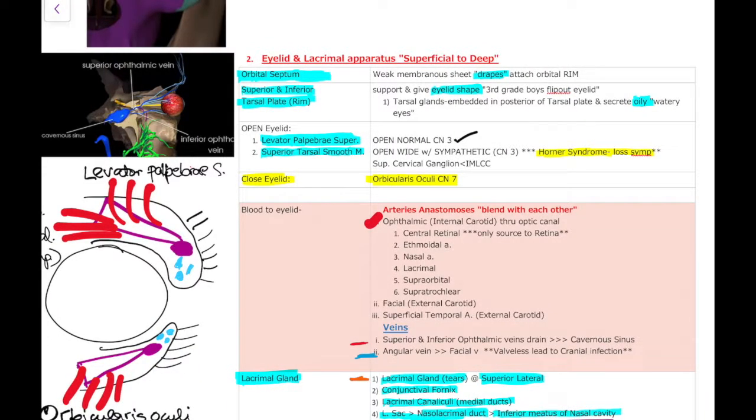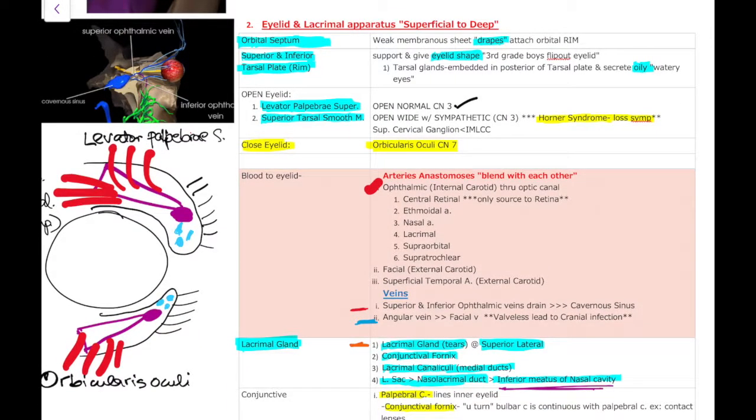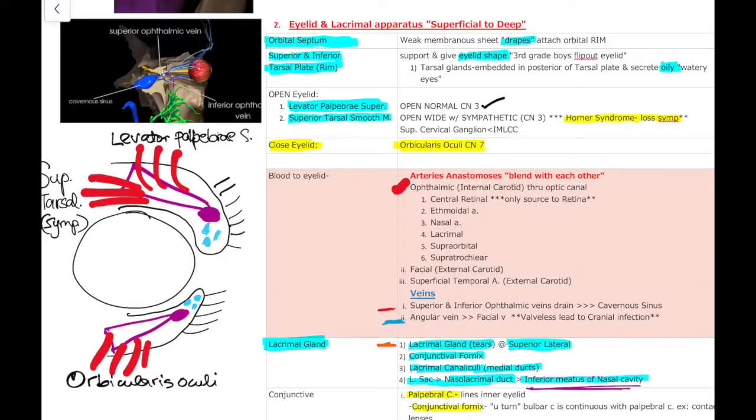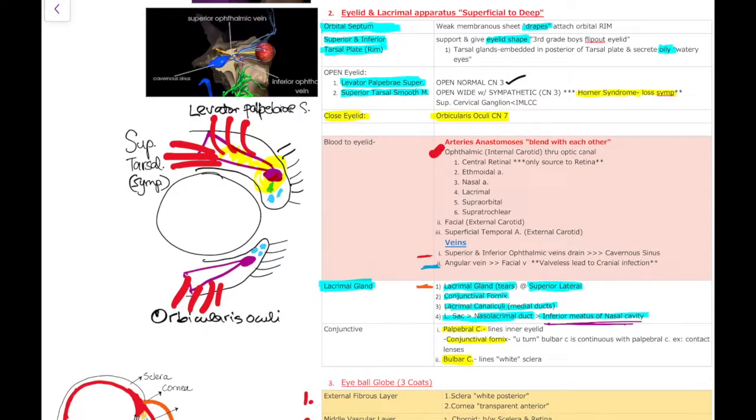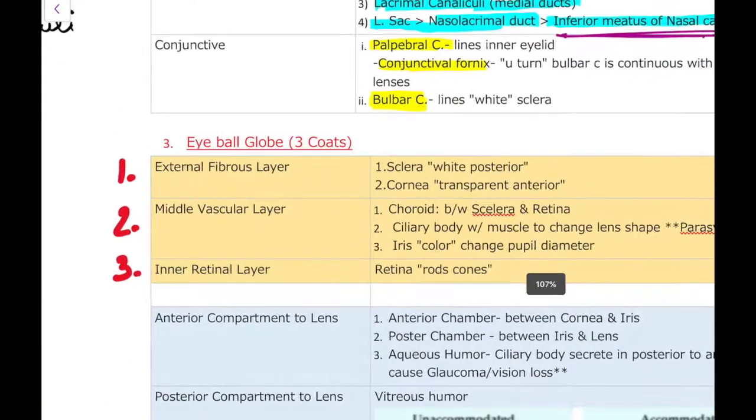So let's keep going as we're talking about the eyelid and lacrimal apparatus. We just talked about our superior and tarsal plates right here. We can see the tarsal plate with its gland, and then we have the muscles that provide some type of sympathetic innervation. So we know in sympathetic things your eyes will dilate. Next we go into the eyeball itself.